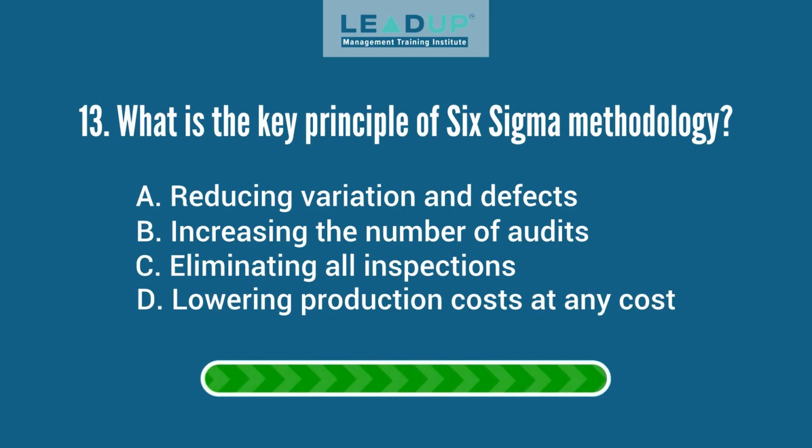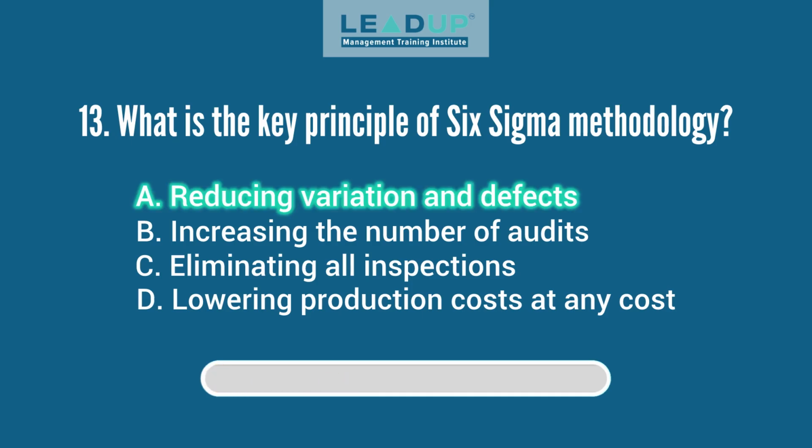Question 13. What is the key principle of Six Sigma methodology? A. Reducing variation and defects. B. Increasing the number of audits. C. Eliminating all inspections. And D. Lowering production costs at any cost. The answer is reducing variation and defects.